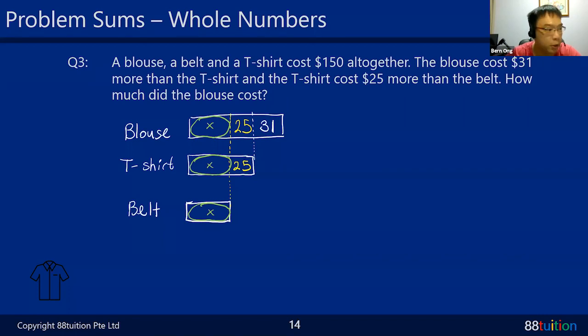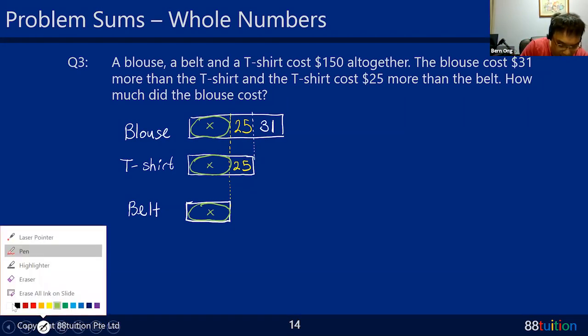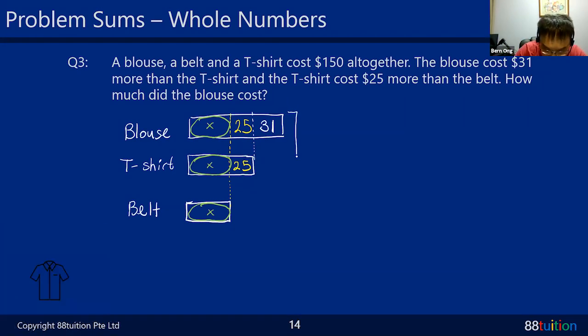Brandon, you're wrong. Juby, you're wrong. All right, so this is my model. So where is the $150? The $150 is this portion here. Everything is $150. Can you see this? The whole thing here is $150.